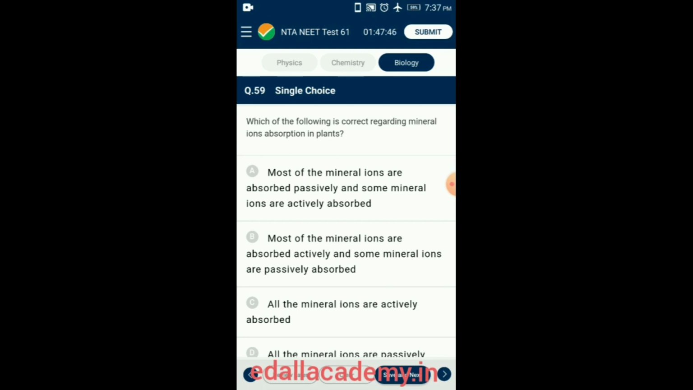But passive absorption of mineral also occurs by facilitated diffusion. For example, potassium ions can be exchanged by hydrogen ions adsorbed to the surface of cell membrane. So the correct option for this question is option B. Most of the mineral ions are absorbed actively and some mineral ions are passively absorbed.